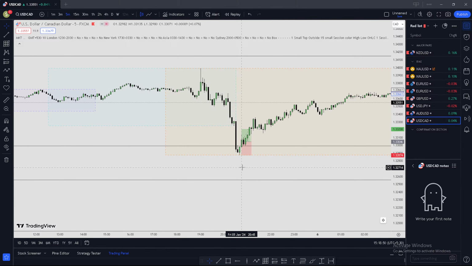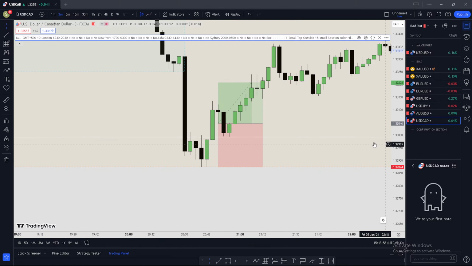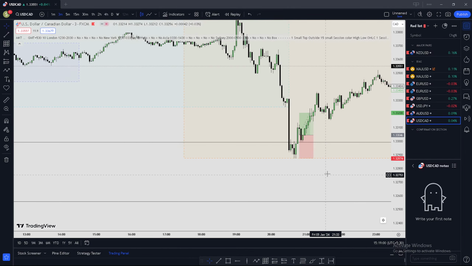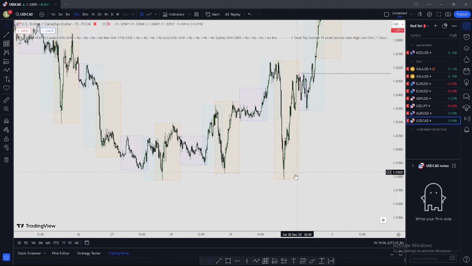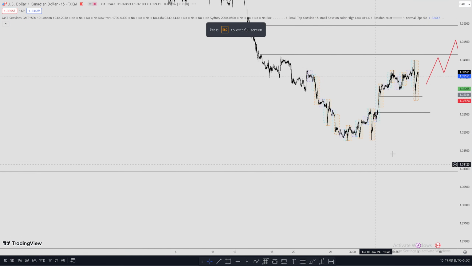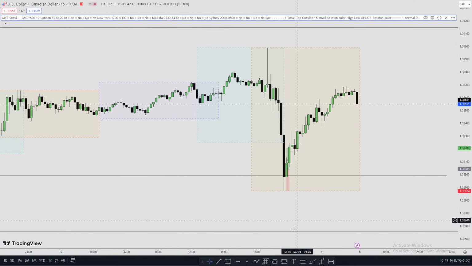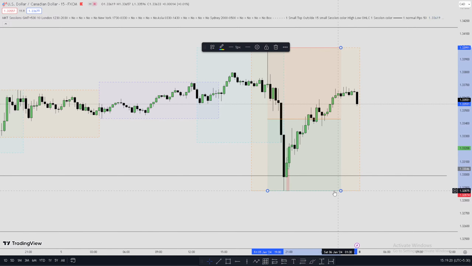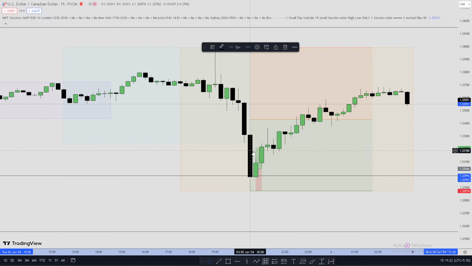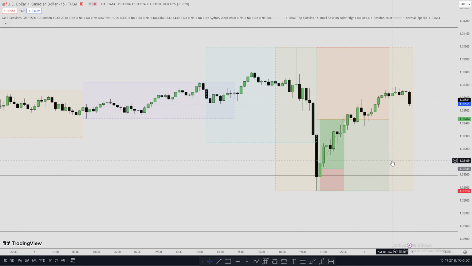All the way back till here. After that, stop loss is 17 pips. Our first target should have been this, 0.6 RR.